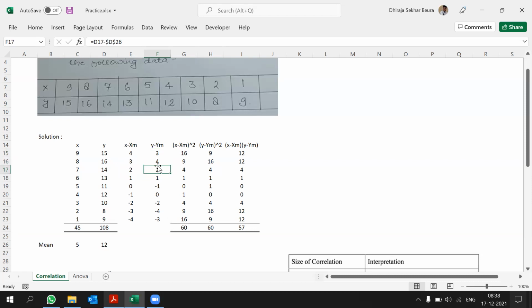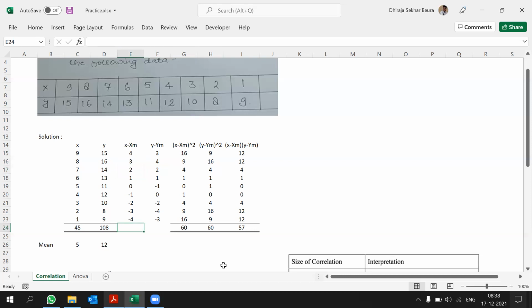4 into 3, 12. 3 into 4, 12. 2 into 2, 4. So it solves our problem also, which we were just talking about, the negative part. Because what happens is, if you do a negative summation of these x minus xm, what will happen? Can somebody tell? How much will it come to? It will amount to 0.